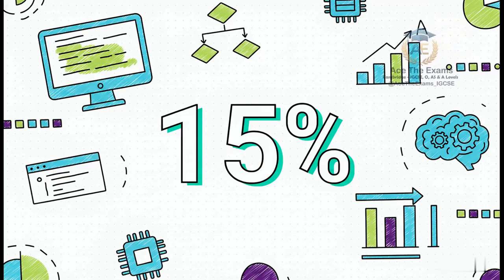I want you to really think about that for a second. 15%. That is the literal difference between a C and an A. It's the difference between missing your university offer and securing it.